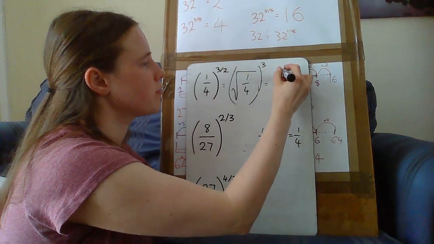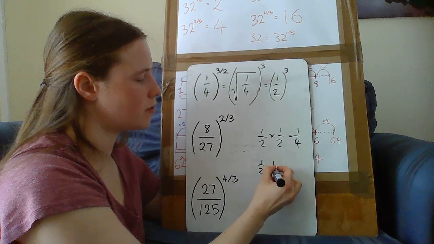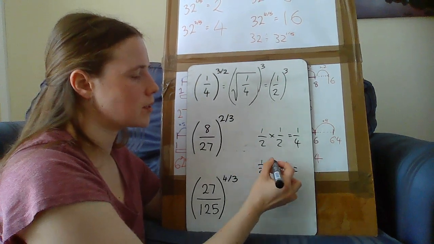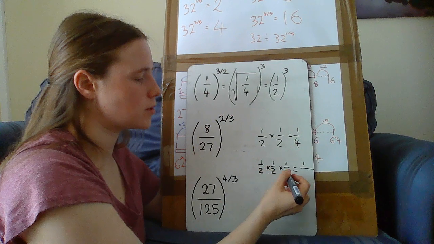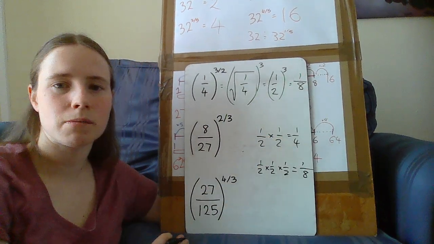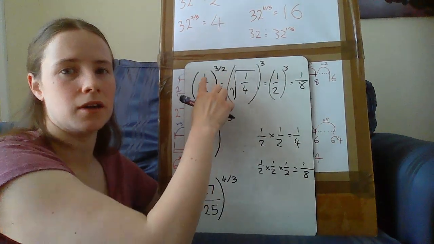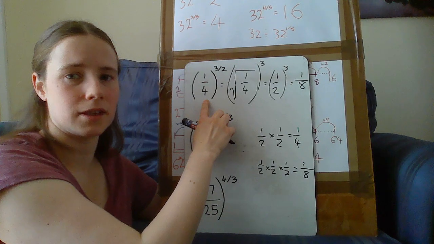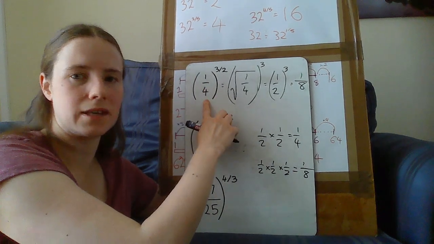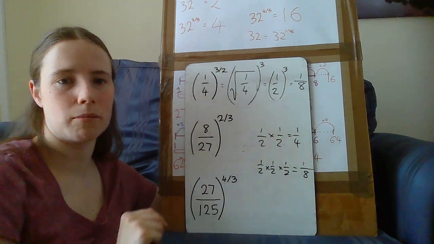So I'm doing a half, and I've got to cube it. So that's a half times a half times a half. 1 times 1 times 1 is 1. 2 times 2 times 2 is 8. Now, some of you might see that what you could do is just square root and then cube the numerator, square root and then cube the denominator. So square root of 4 is 2, cube it is 8. Okay, so you can just do the power of 3 over 2 to each number one by one.